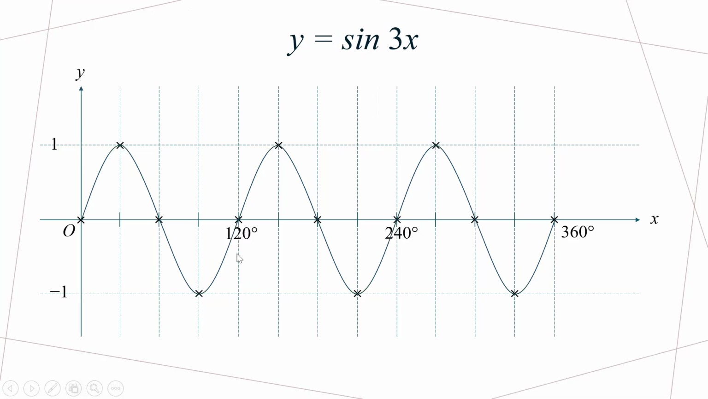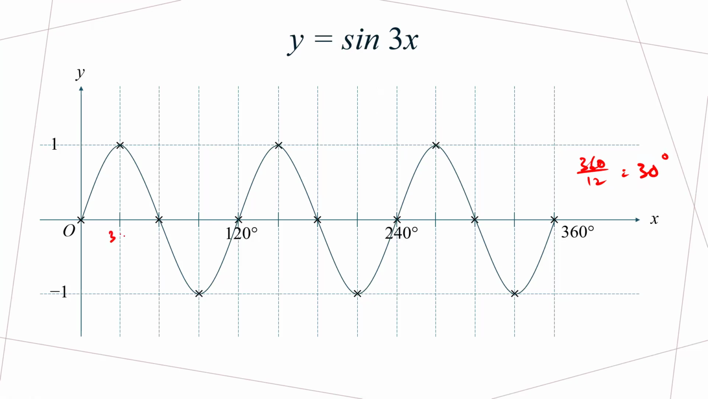How do I get the 120? Because I have 3 cycles, I take 360 divided by 3 cycles. So the full cycle is 120, another 120, another 120. So there are many ways you can mark down. As I said, I have 12 markings here. I can take 360 divided by 12. Each marking is 30 degrees.